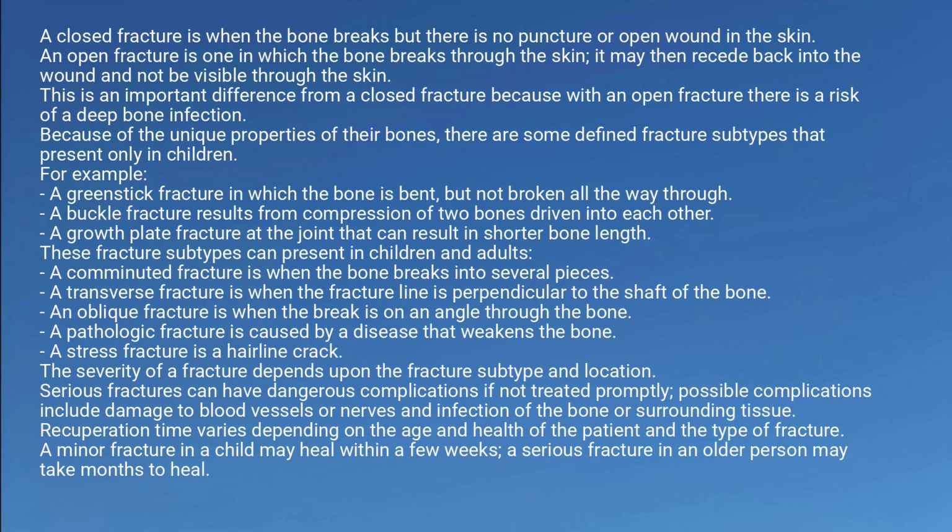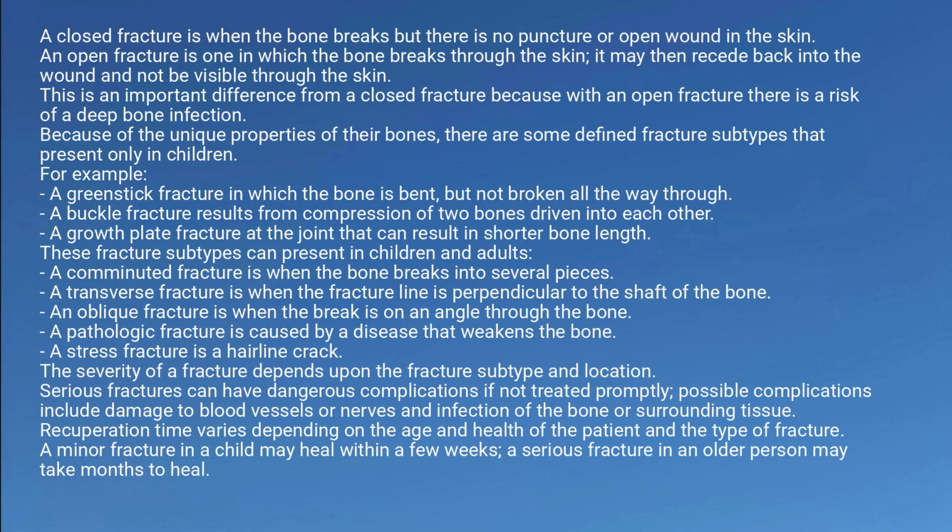Because of the unique properties of their bones, there are some defined fracture subtypes that present only in children. For example, a greenstick fracture, in which the bone is bent, but not broken all the way through. A buckle fracture results from compression of two bones driven into each other. A growth plate fracture at the joint can result in shorter bone length. These fracture subtypes can present in children and adults.